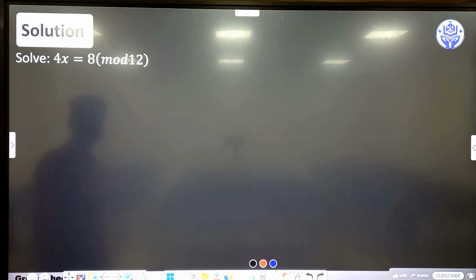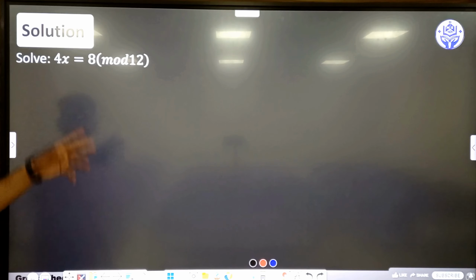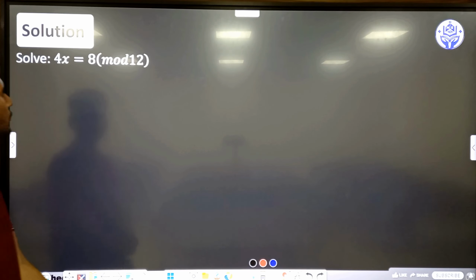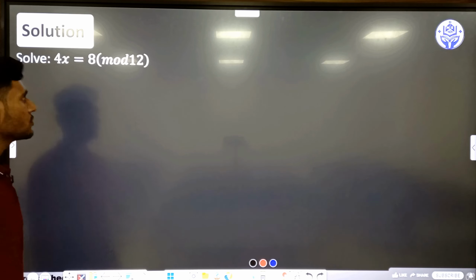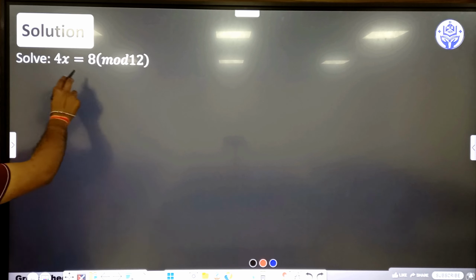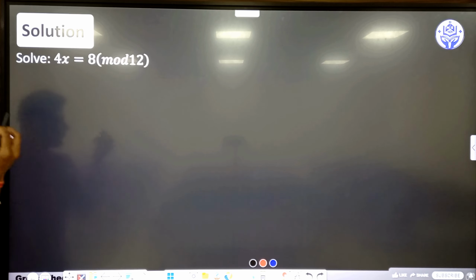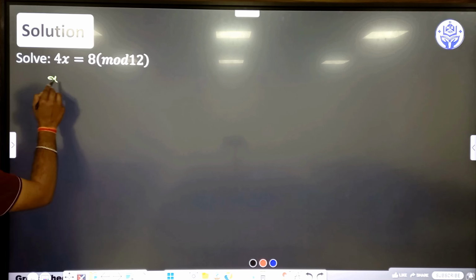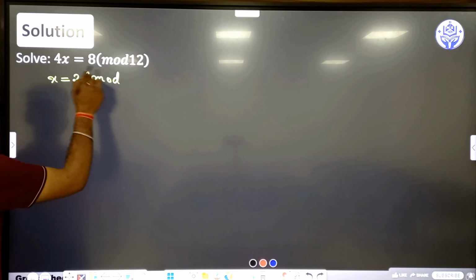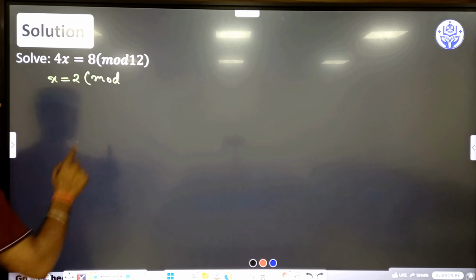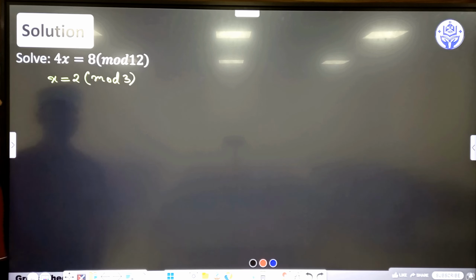Okay, next we have one question here. 4x is equal to 8 mod 12, and the next one is this. We'll see both examples. How can we solve these examples? First of all, if you have 4x equal to 8 mod 12, if you are able to divide, can I write it like this? If I divide, then it will be 2, then mod, if I divide here, 12 by 4 is nothing but 3.